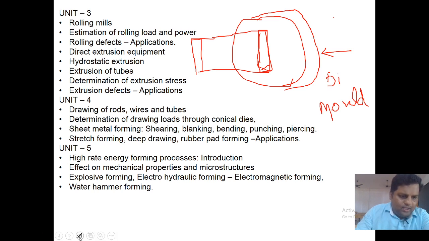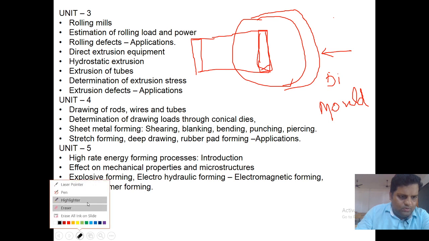Okay, and just erase it. I will erase all those inks right now.